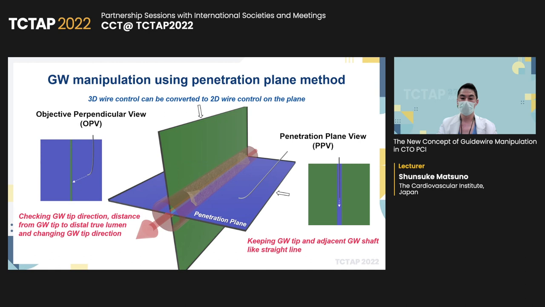By using this method, we can convert 3D guide wire control to 2D wire control on the plane, and guide wire control can be simplified.